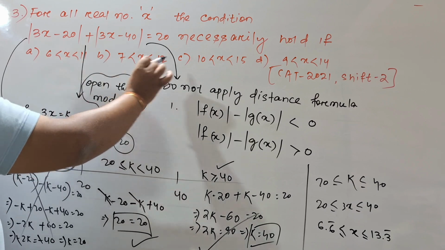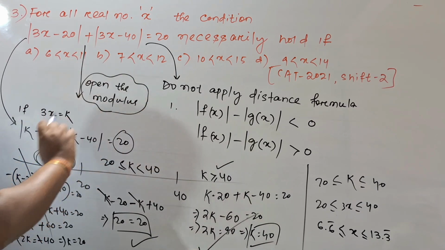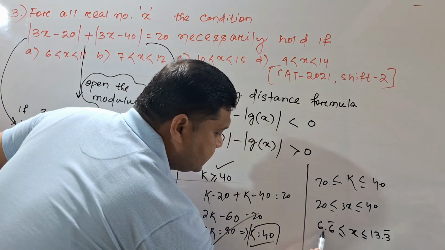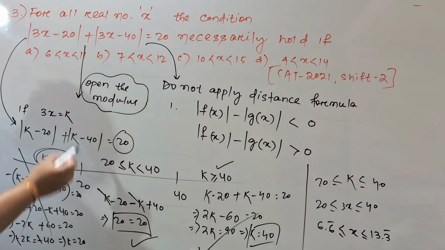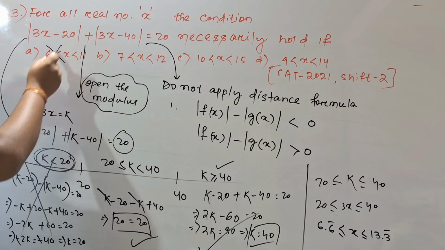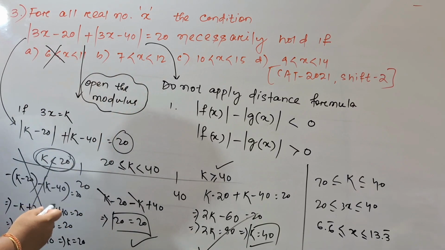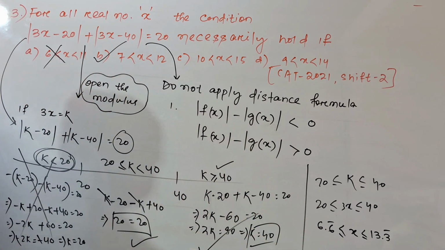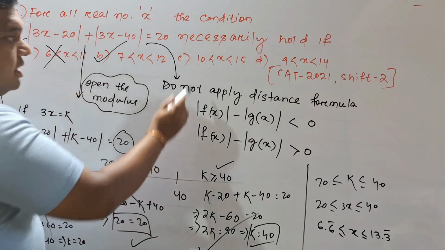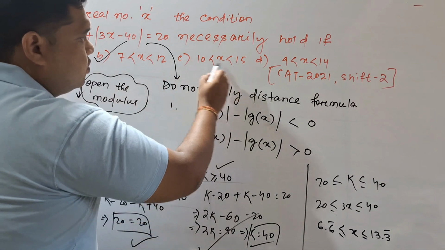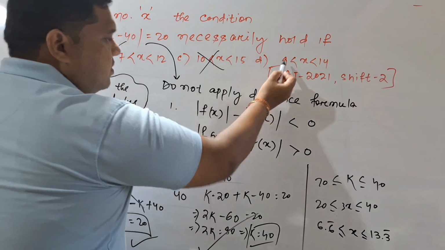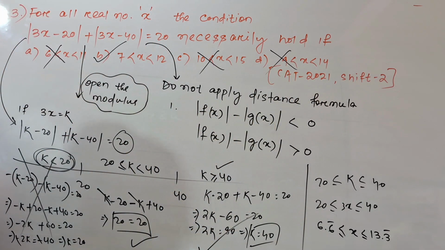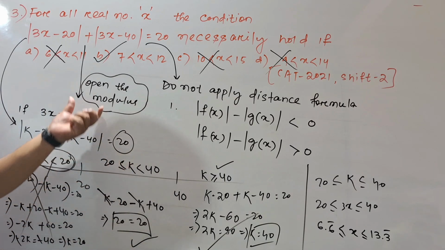Now in the following options, which one is the subset of this one? If I check option A, x lies within 6.6 to 13.3, but 6 to 6.6 will not satisfy here. 7 to 12, this one is satisfied. 7 to 12 is a subset of this one. Understood? It will come under this. If I check for this one, 13.3 to 15 not satisfied. If I check for this one, 13.3 to 14 not satisfied. So option B is correct. And the concept here is opening the modulus.